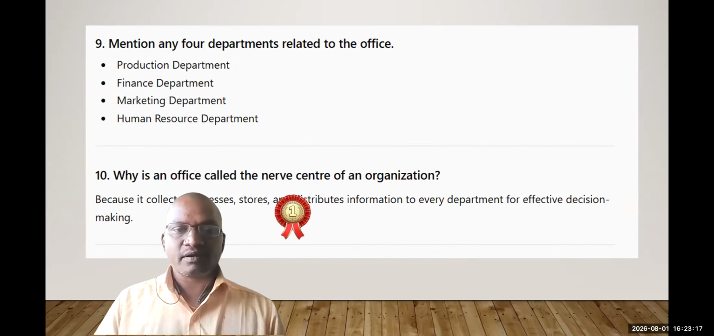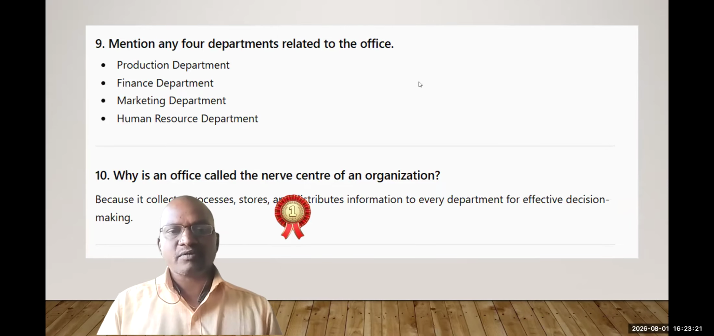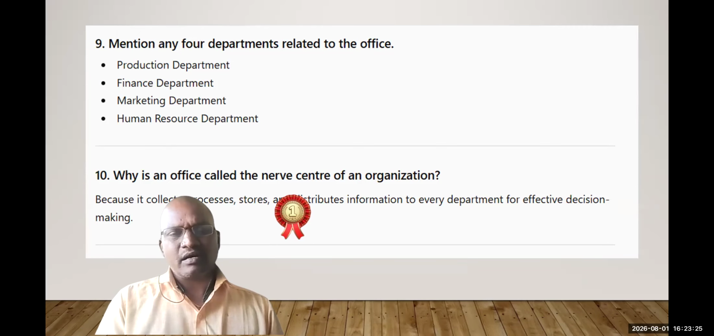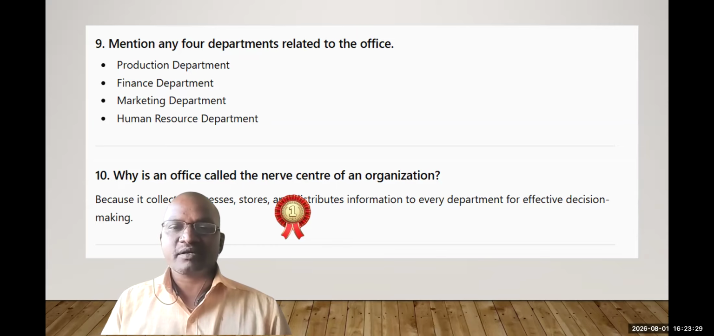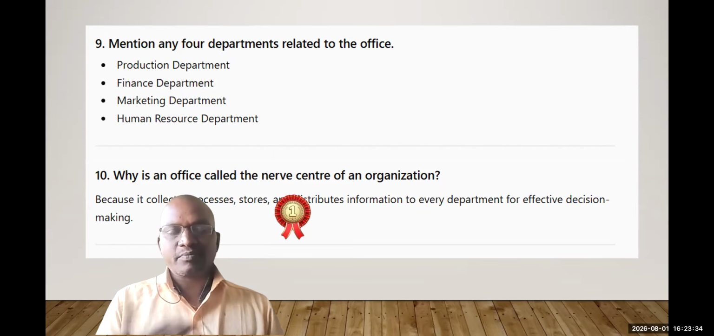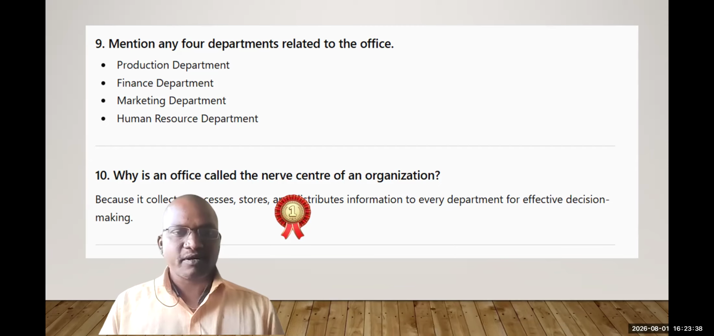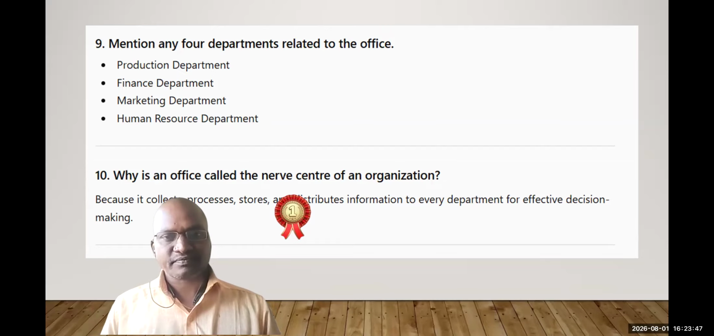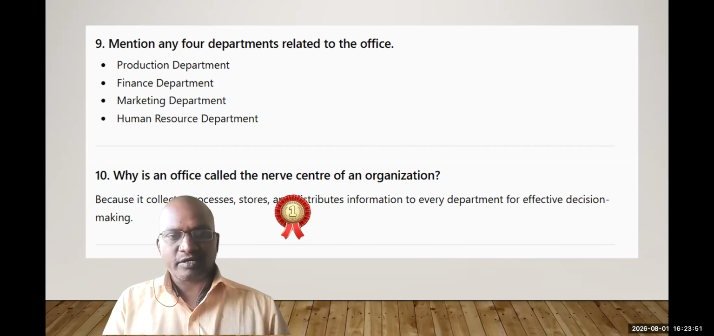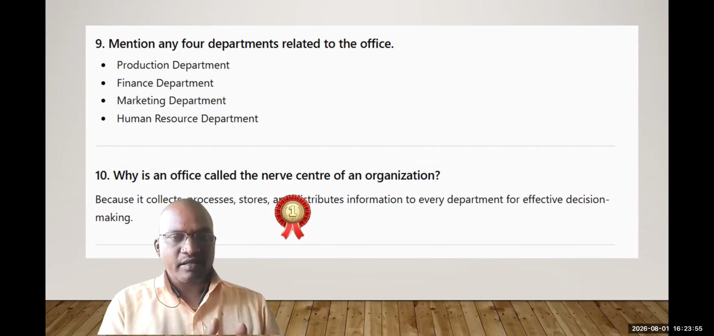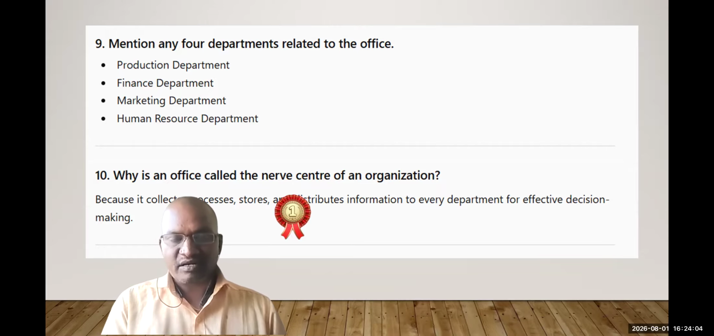Then, mention any four departments related to the office. What are the departments related to the office? You should know what departments are available in the organization. The common departments available in organizations are production department, finance department, marketing department, HR department, and logistics department. Then the other departments are outsourcing department, department for domestic customers, department for international customers, and suppliers also divided into two departments. Here, the common departments connected with the office are production, finance, marketing, and HR.